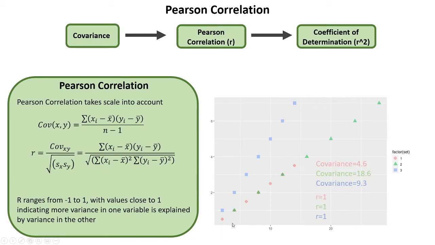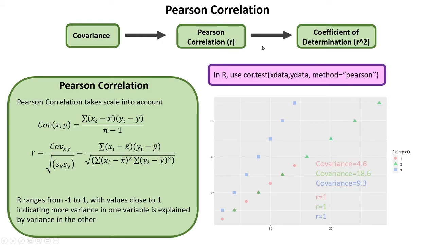So if you say I go over 1 unit in x, I see a 1 unit increase in y. If I go over, for the green triangles, 1 unit in x, I see 1 in y. For the blue squares, if I go over 1 unit in x, I see a 2 unit increase in y, right? So your dependent variable is entirely predicted by your independent variable when r equals 1.